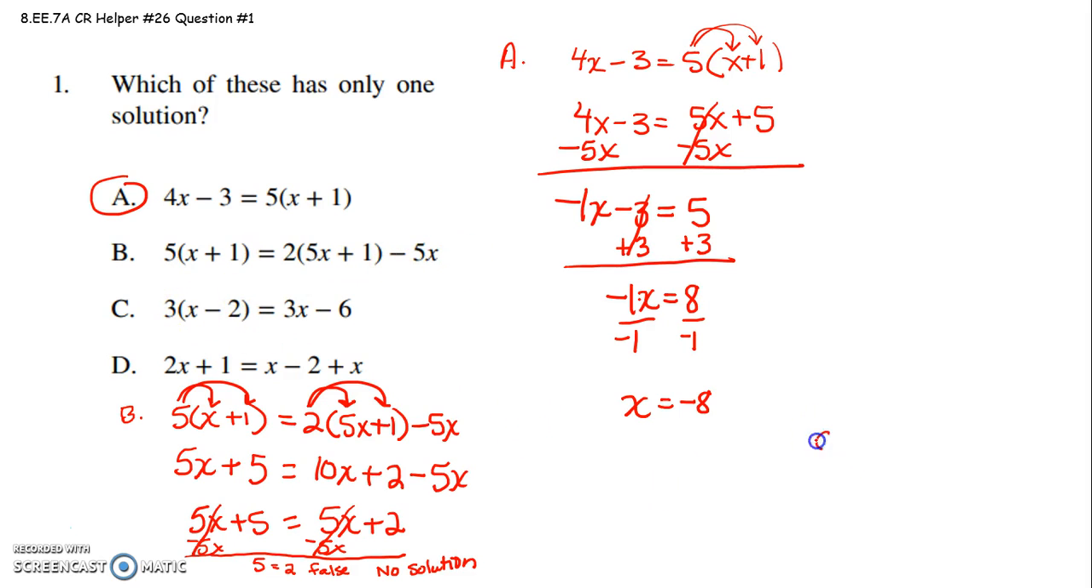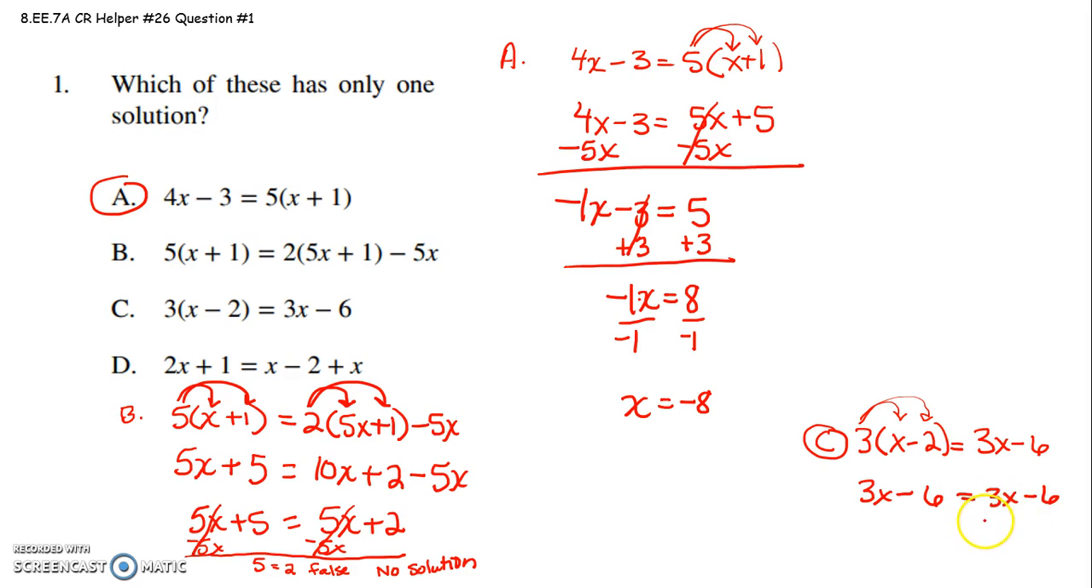Let's just take a look at letter C. I want to show you what it'll look like if your answer is infinitely many solutions. So you have 3 times the quantity x minus 2 equals 3x minus 6. I distribute my 3 on the left-hand side. 3 times x is 3x minus 3 times 2 is 6 equals 3x minus 6. At that point, you might notice those totally match. Infinitely many solutions.